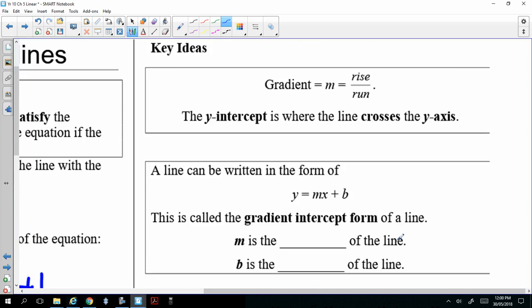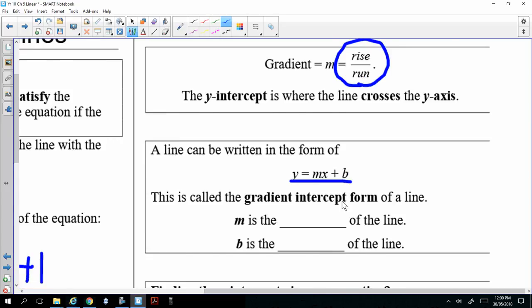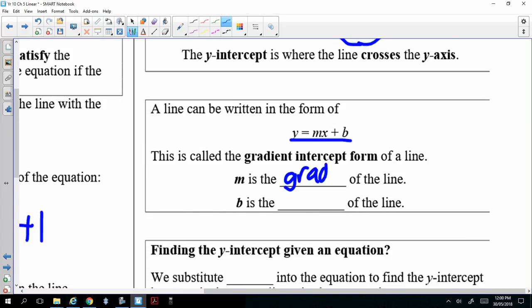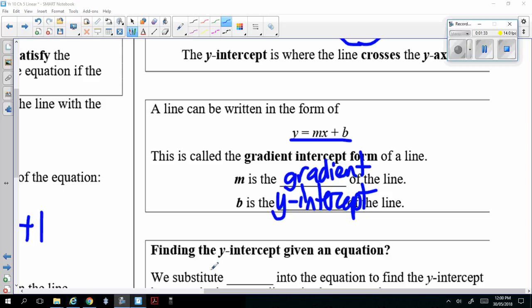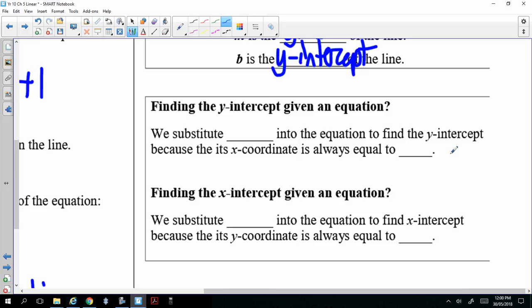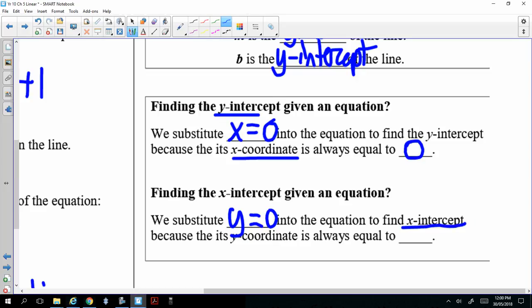There's the gradient. To draw a line, we have to know how to calculate gradient. Gradient is rise over run. The equation of the line is y equals mx plus b, where m is the gradient of the line and b is the y-intercept. After this, how do we draw a line? We have to find the x and y-intercept. To find the y-intercept, we substitute x equal to 0, because the x coordinate is always 0 for the y-intercept. Then we substitute y equal to 0 to find the x-intercept, because the y coordinate is always 0.